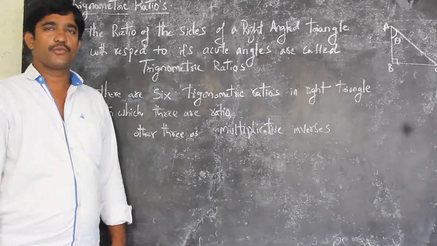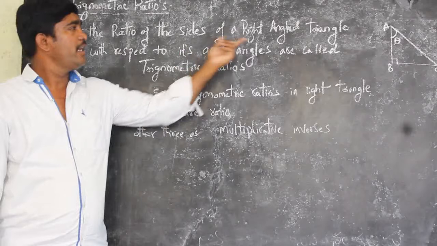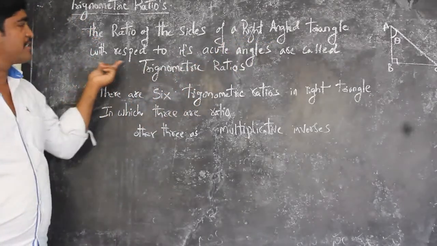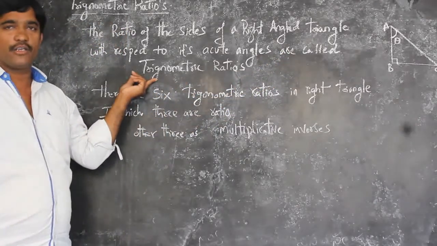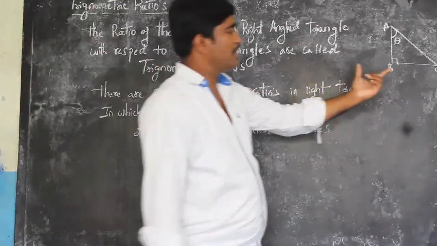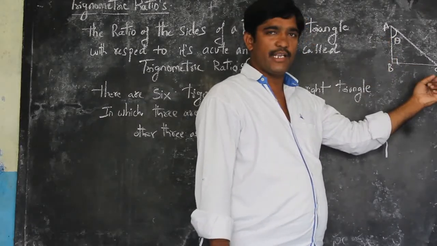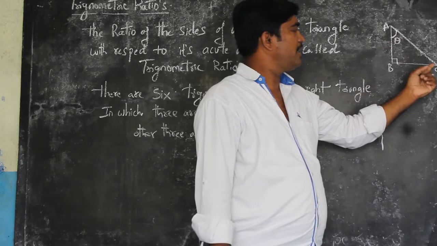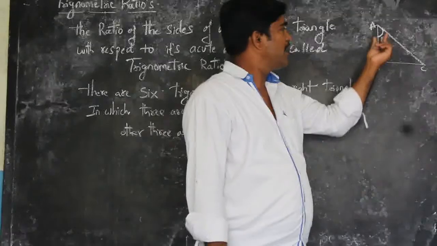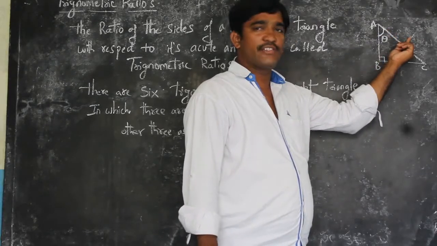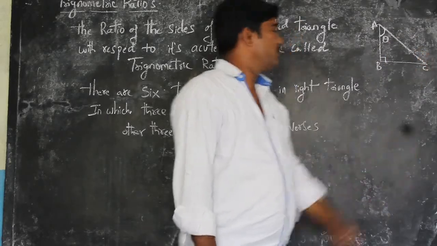What is the trigonometric ratio? The ratio of the sides of a right angle triangle with respect to its acute angles is called a trigonometric ratio. We know ABC is a right angle triangle and A and C are acute angles. This ratio is with respect to its sides. There are three sides, AB, BC and AC. Now just look at it.